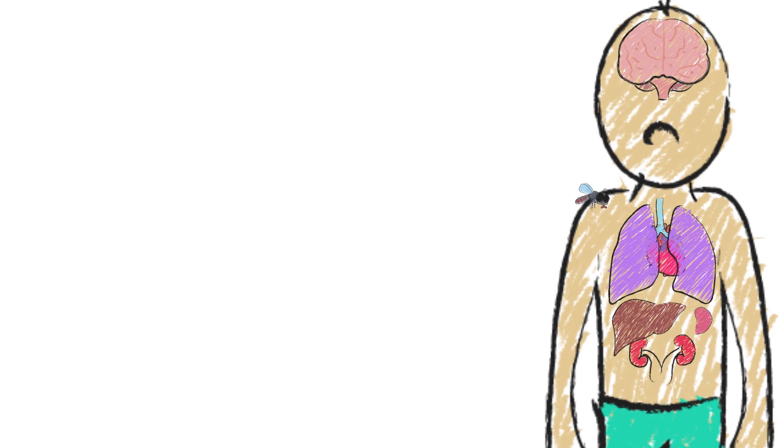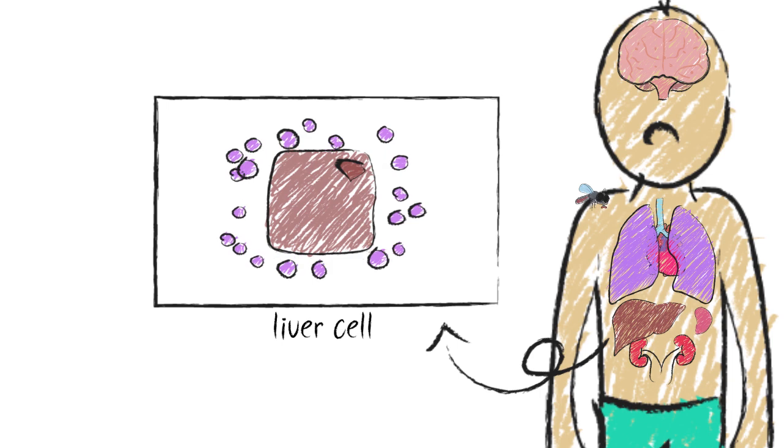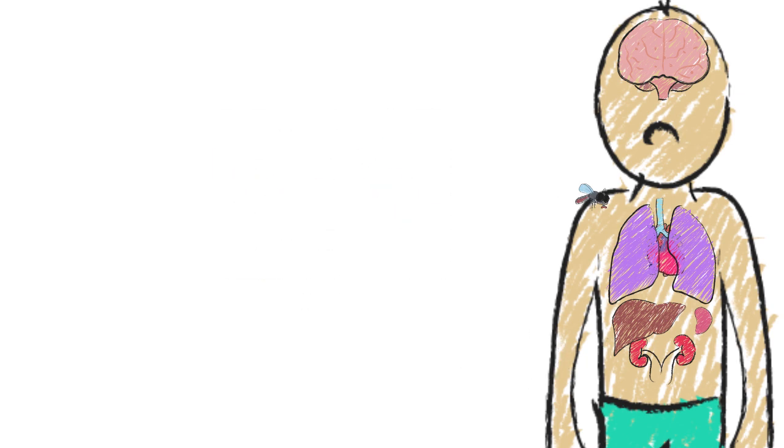A cell is the smallest living unit. There are trillions of cells making up the human body, many different types with different functions. Once inside a liver cell, the parasite can form a cyst-like structure called a schizont, where it will be able to transform and replicate itself. Kind of like a caterpillar making a cocoon and turning into a butterfly.